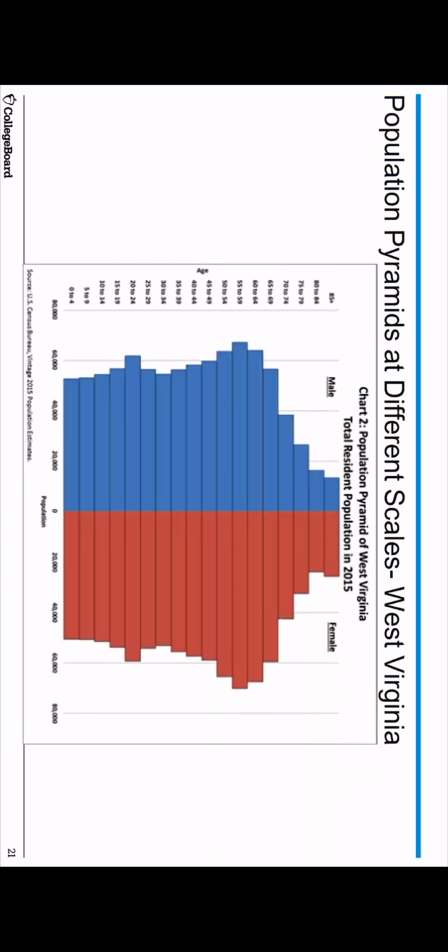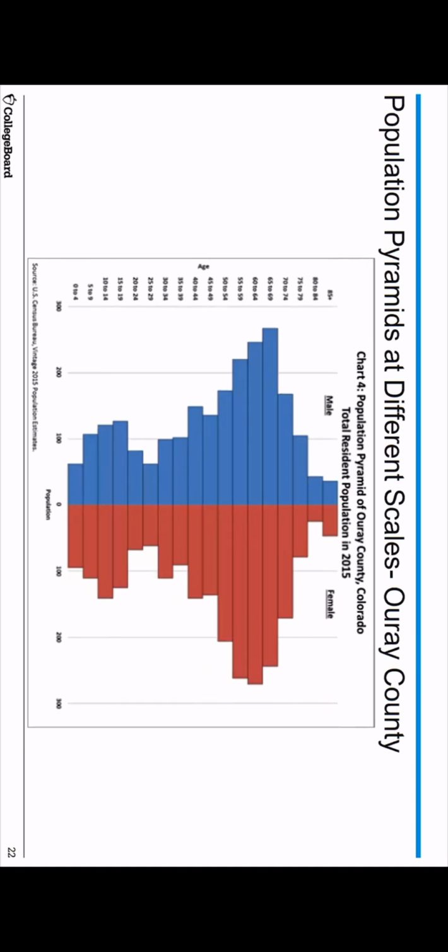You can look at population pyramids at different scales. Here we have West Virginia. You'll notice that it has a high number of people from 55 and over, the baby boomer generation. Let's look at the county scale. You'll notice here in this county in Colorado, just looking at the sheer numbers, at the bottom that it has a very low number of young people, but it has a high number of senior citizens. This area is home to several recreational activities, also retirement communities as well.